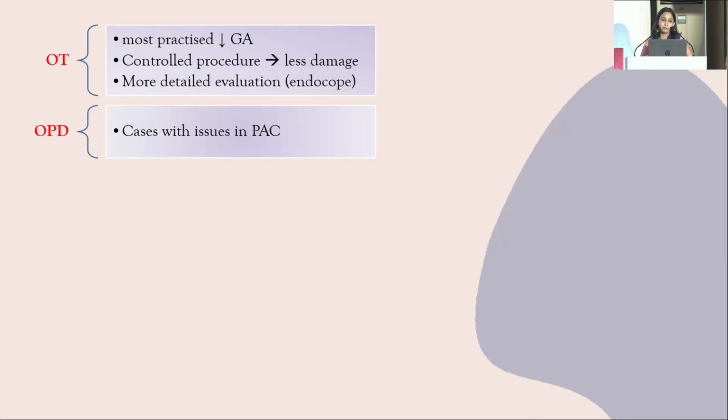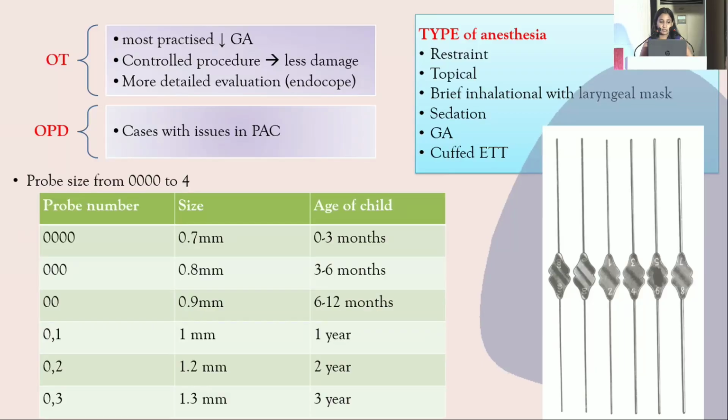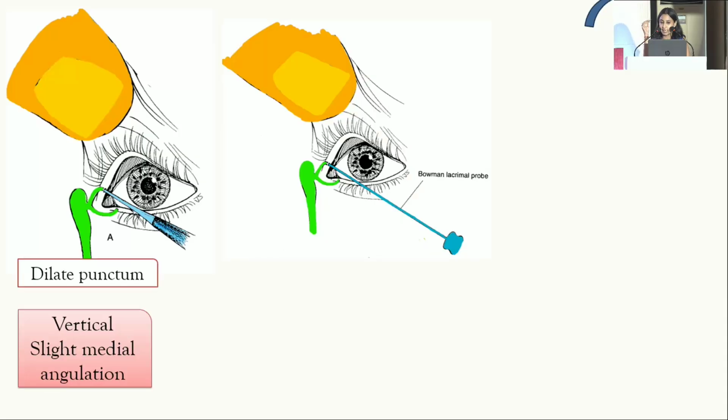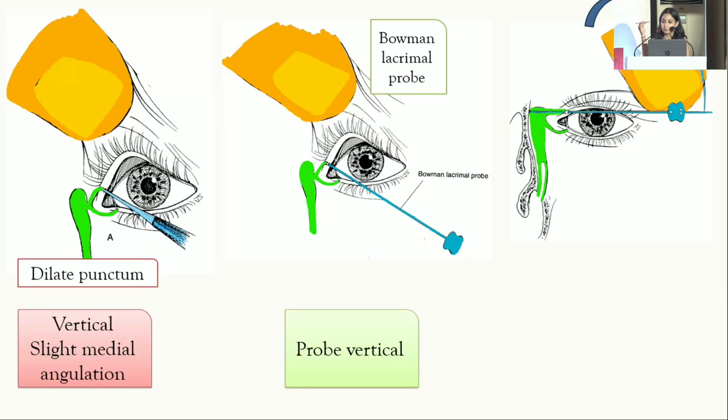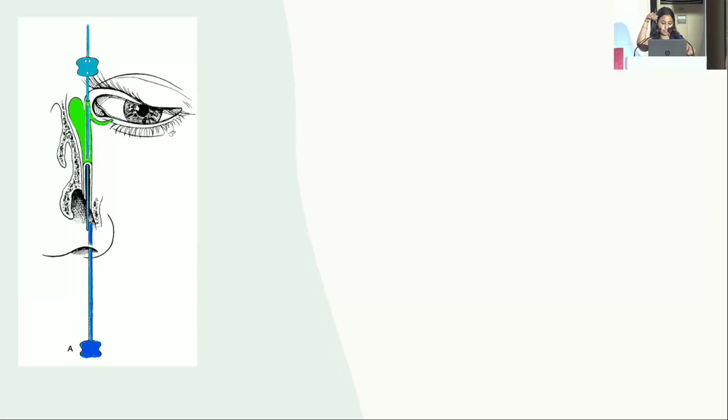We can do it as an OPD procedure or as an OT procedure with various types of anesthesia, and there are various probe sizes. Imagine this as the probe, the Bowman's probe. First we dilate the punctum with the punctum dilator, then we take the Bowman's probe and engage it in the punctum, and then we stretch the eyelid a bit horizontally. We put the probe, and then the probe is moved vertically down into the nasolacrimal duct.